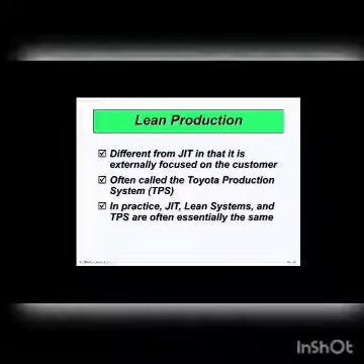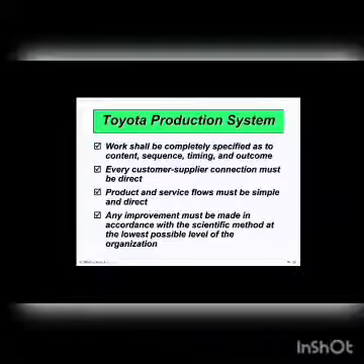Lean production is slightly different from just-in-time in that it is externally focused on the customer. It is also called the Toyota production system. In practice, JIT and lean systems are essentially the same. Work shall be completed as specified to content, sequence, timing, and outcome. Each customer-supplier connection must be direct. Product and service flows must be simple and direct.